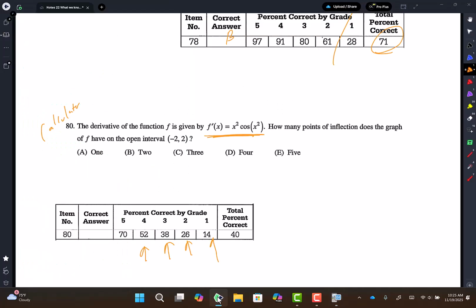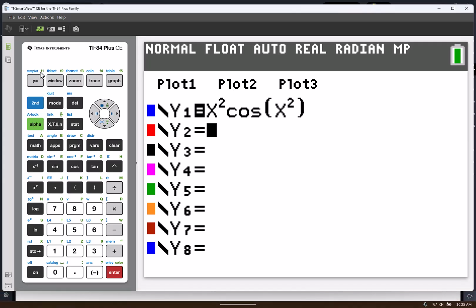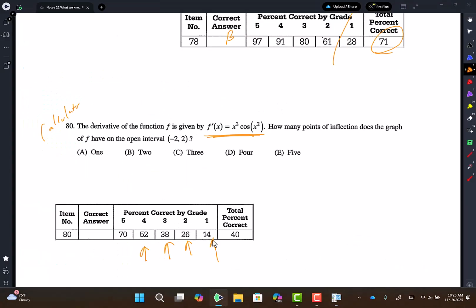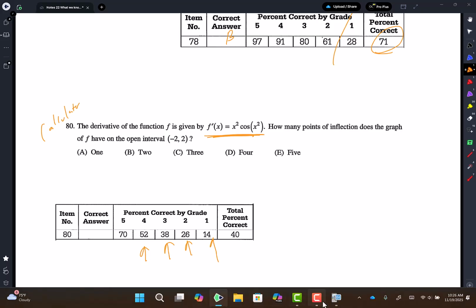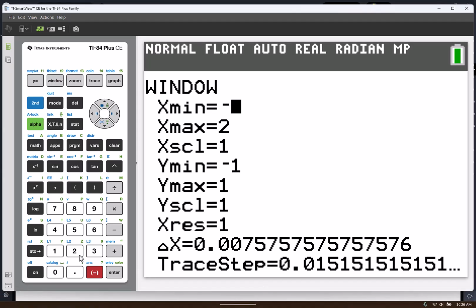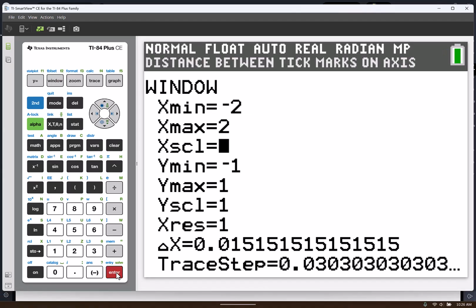Okay. x squared cosine of x squared. All right, check it out, guys. If I were to go to the window and I were to go, so Chav, how do you do it this time? My x min is -2, my x max is 2. So x min -2, x max 2. And what about your y min?